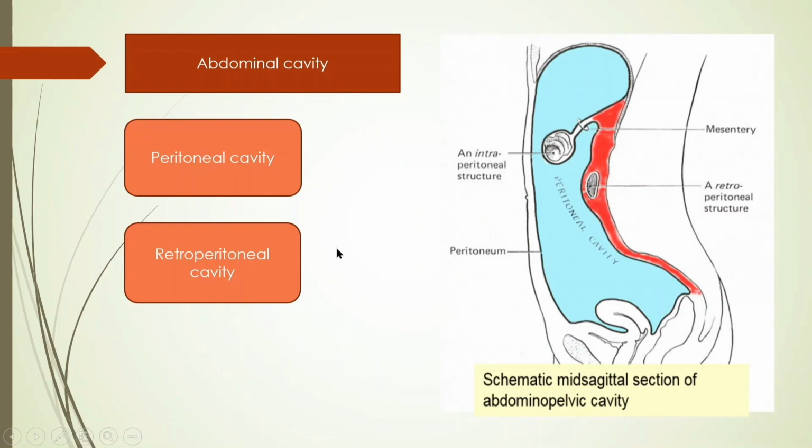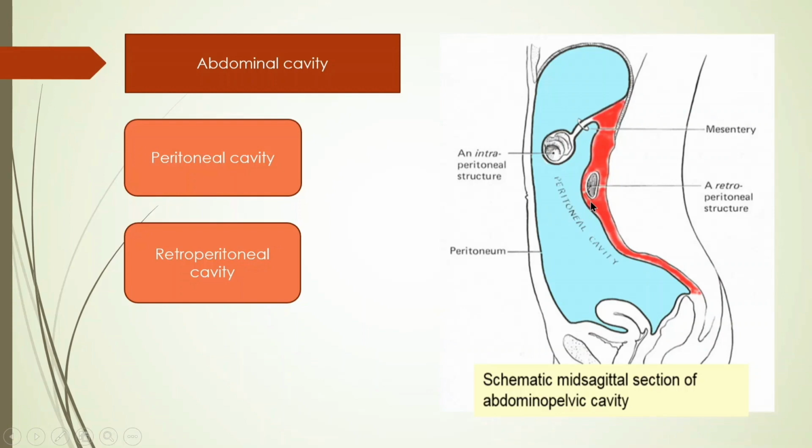Now, the abdominal cavity is further divided into two. On the diagram shown on your screen, which is the mid-sagittal section of the abdominopelvic cavity, the blue area is the peritoneal cavity, and the red area behind, or retro, to it is your retroperitoneal cavity. As you can see, there's a black line that divides the two cavities. This line is the peritoneum, also called the peritoneal layer. The presence of this peritoneal layer forms the basic point of differentiation between the two spaces.